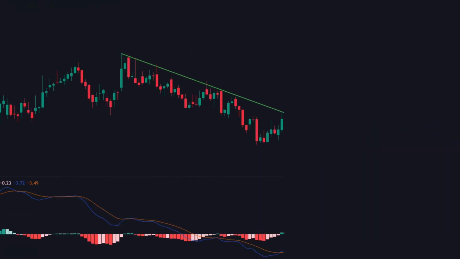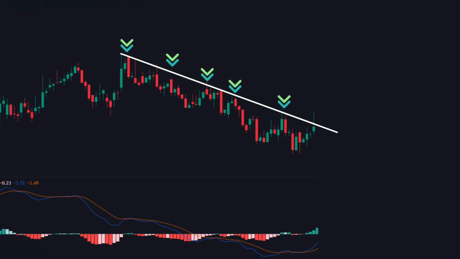Let's continue the video. Here you can see a downtrend where the stock is going down while making lower lows and lower highs. Because this is a downtrend, we will draw the trend line above the price. Here you can see at this level, the price gets rejected multiple times and goes down, so we have drawn a trend line at this level.